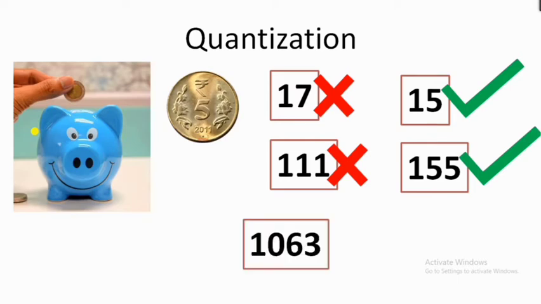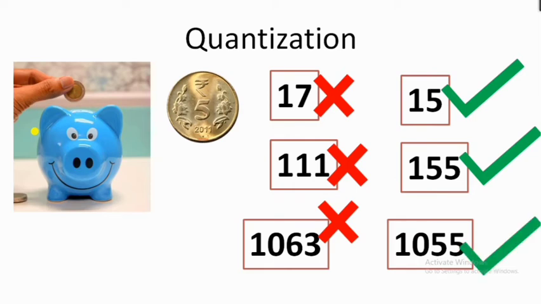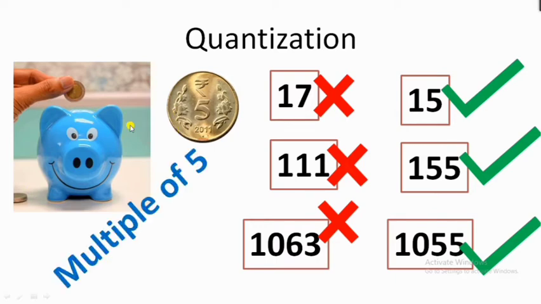Can we get 1063? No. Can we get 1055? Yes. So the total money inside this piggy bank should be a multiple of 5 because we are only putting in 5 rupees. So an amount which is not a multiple of 5 rupees should not be there. So this is quantization. That means we cannot have any value; it should be a multiple of a certain value.